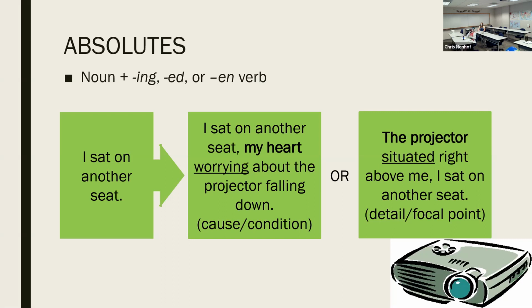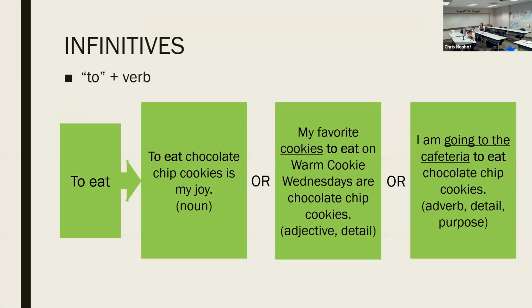Okay? Alright, and in this sentence, the projector is situated right above me, I sat on another seat. So this is focusing on something else, and this shows you why you're sitting on another seat. Alright? Okay. And then the last, infinitives, is a combination of the word to and the verb.